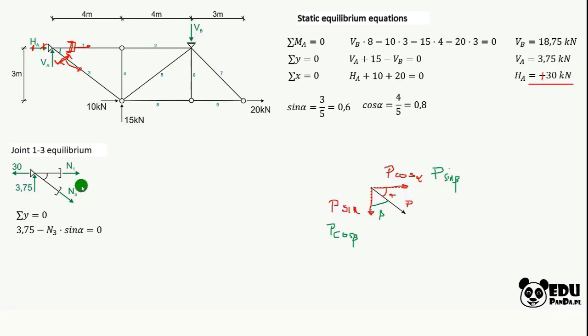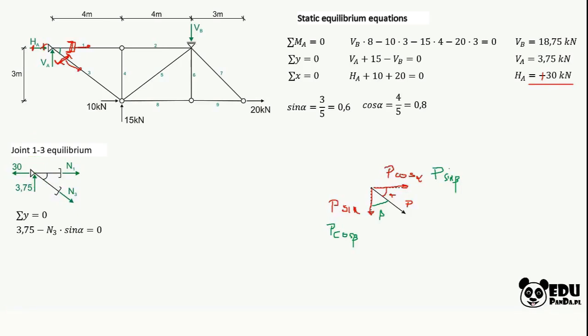If you want to start from the sum of projections on the x-axis, of course you can, but you will immediately have two unknowns, N1 and N3. And if you do the sum of projections on the y-axis, then this force of 30 and this N1 do not count towards this sum of projections.